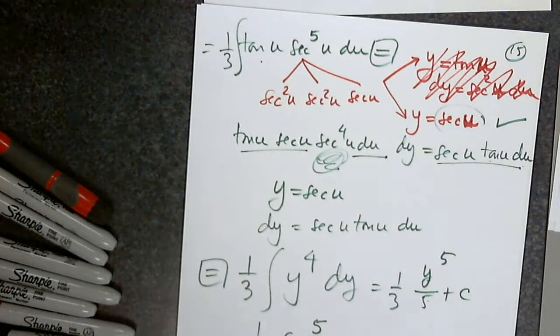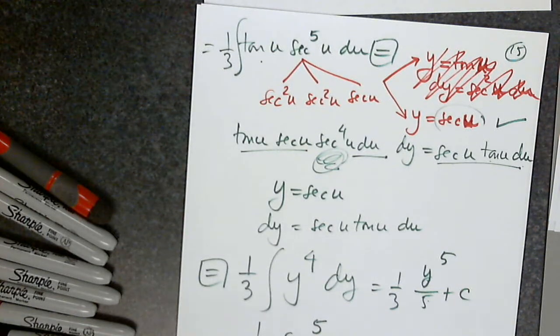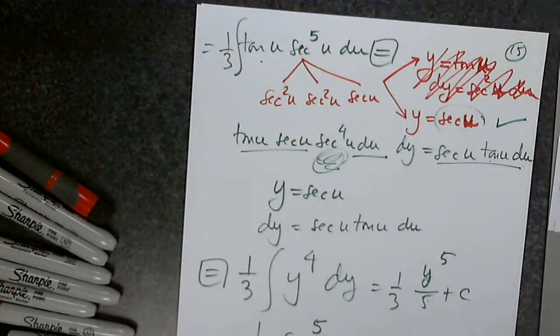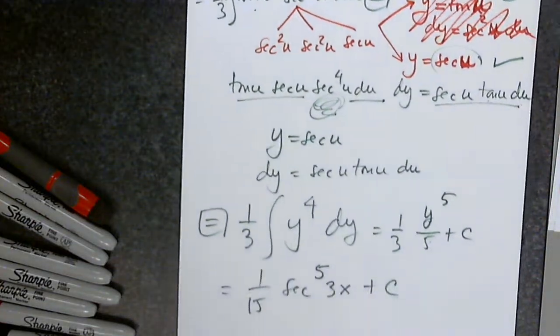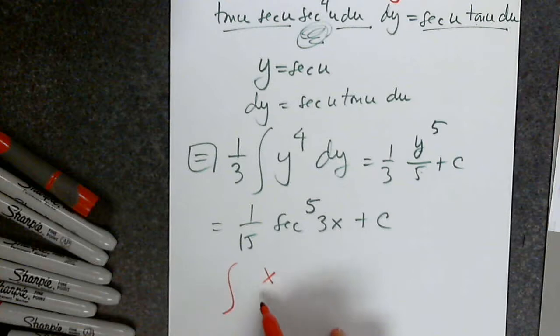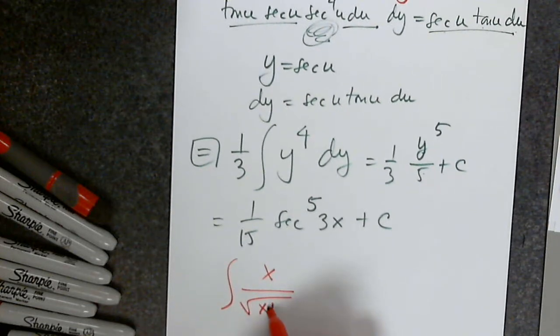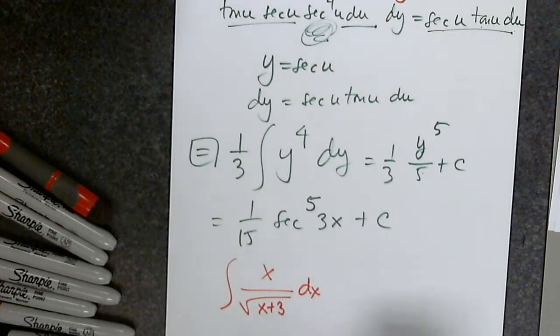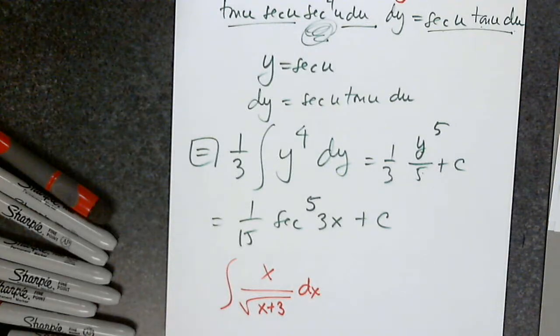Okay, one more here, and then I would like to show you the substitution rule for definite integrals. These are all indefinite so far. Okay, so the integral of x over the square root of x plus 3 dx. What do you think I would like to go away? Exactly. So let's work on this for a moment.